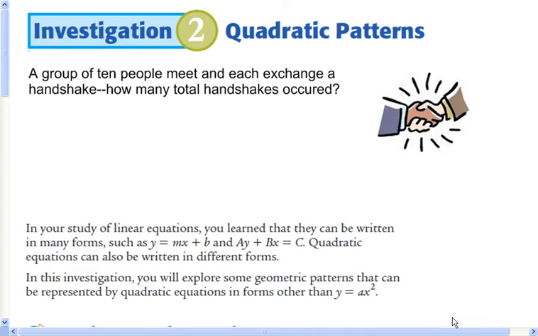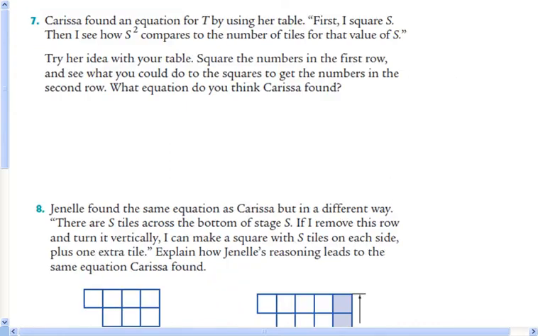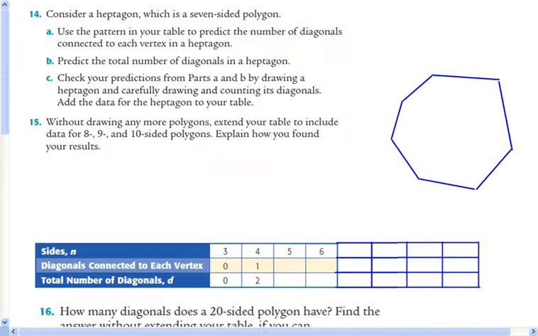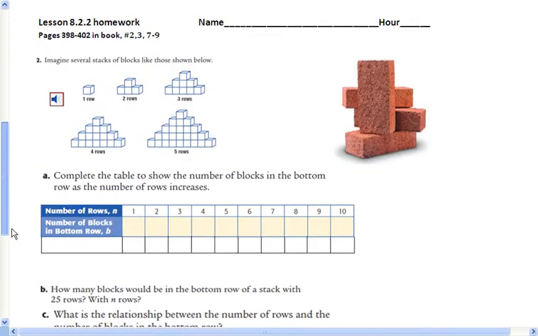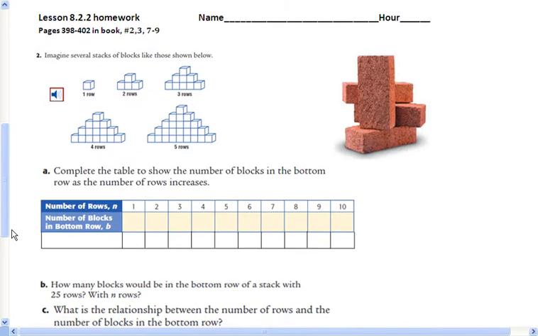Hey students, this is lesson 822, quadratic patterns. We're going to look at some different patterns and see what quadratic patterns look like. We learned a little bit of that when we were graphing in the last lesson, but we'll do that a little more. Again, I'm going to move to a problem in your homework to give you some concepts that will help us solve the other problems in class.